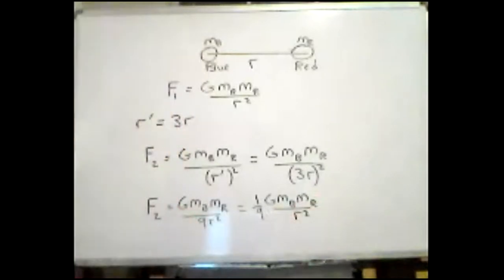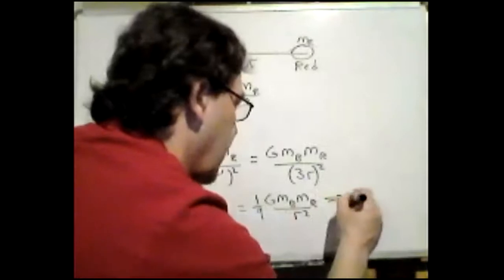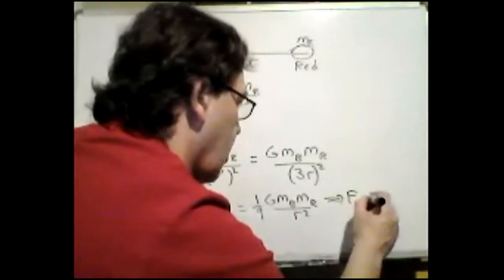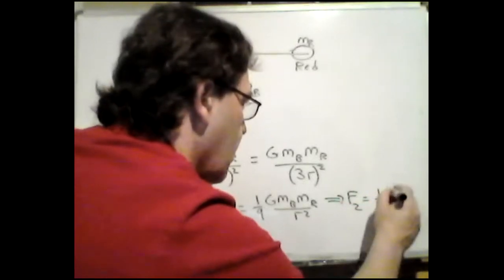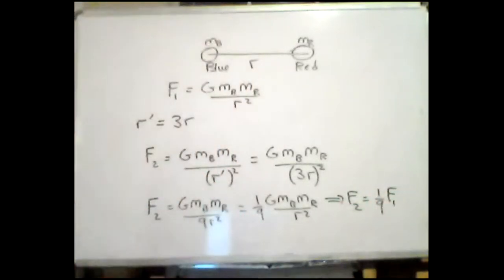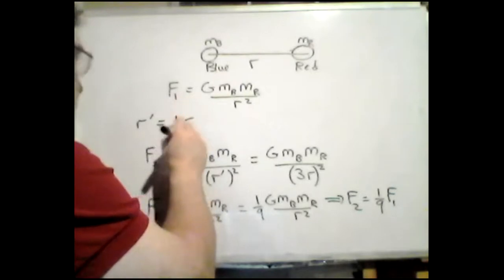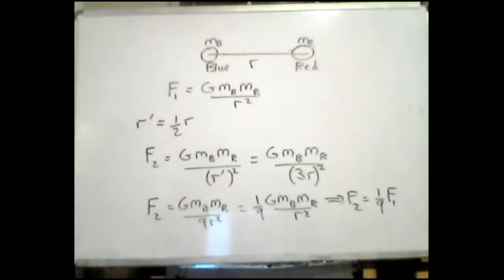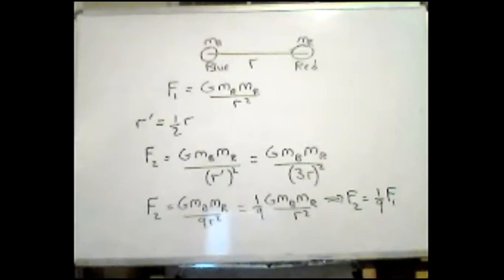Oh yeah, and I recognize that. That's F1. So I find out that I have made the force much smaller. F2 is now 1/9 F1. Now, what I want you to do in the second part is consider this. Now halve the distance and go through the same logic and tell me what that number is. Show that to me.